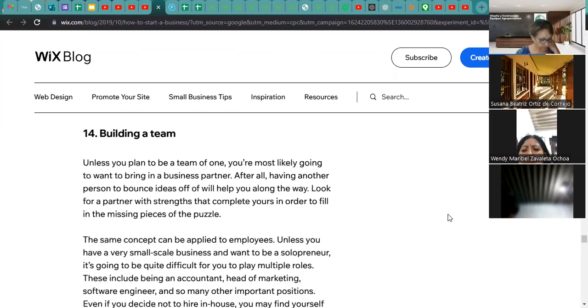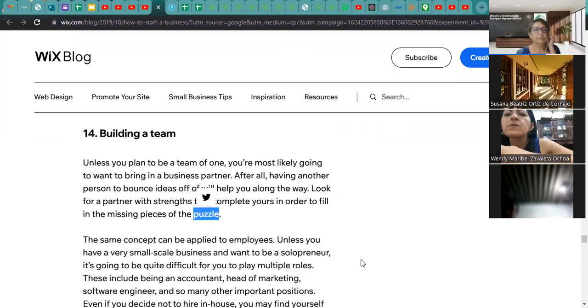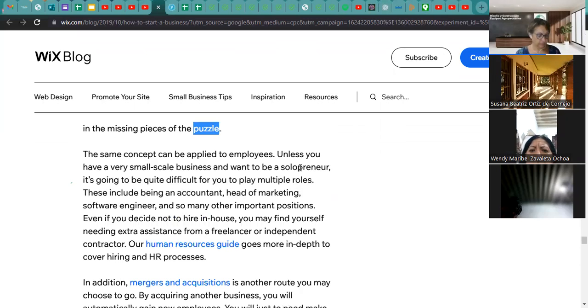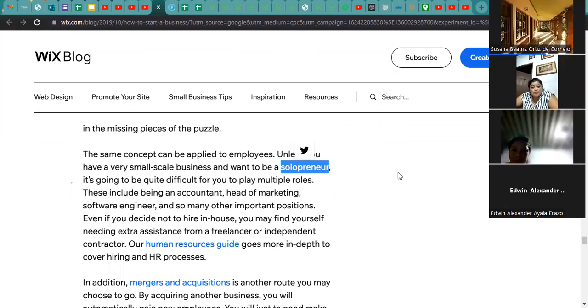Good. Let me check if there is some vocabulary here. Team, going, bring. Okay, what is a puzzle? Put the pieces in order. Okay, so it's like a riddle, right? That you have there and you put together in many ways. Good. What is a solopreneur? One entrepreneur, a solopreneur. Very good. Alone, right? Very good.